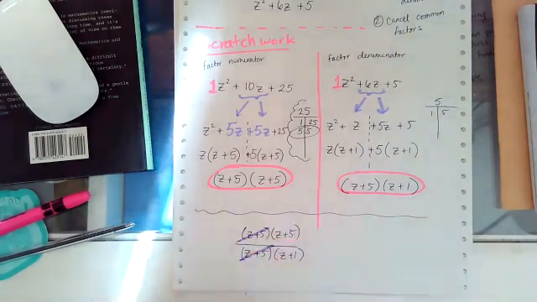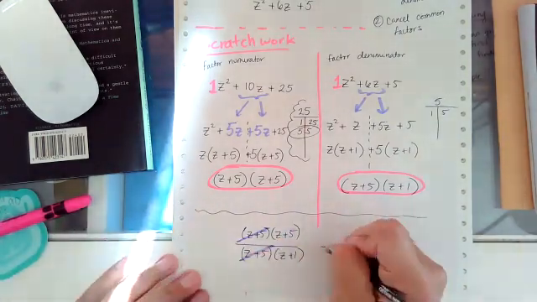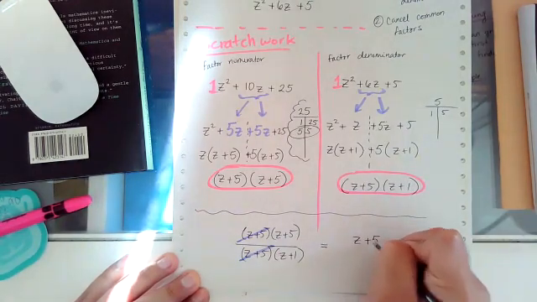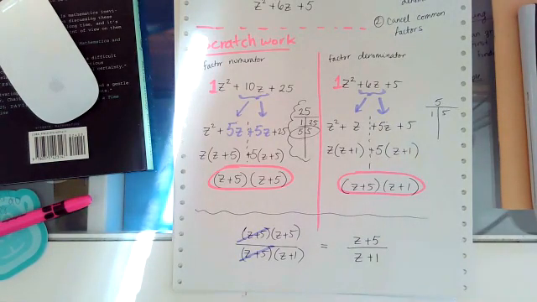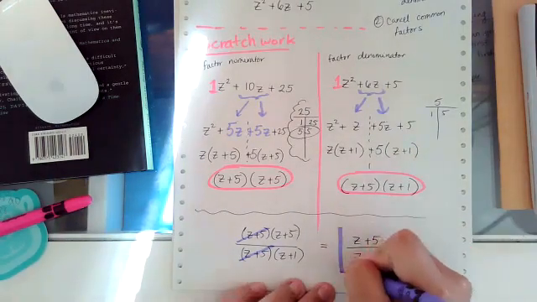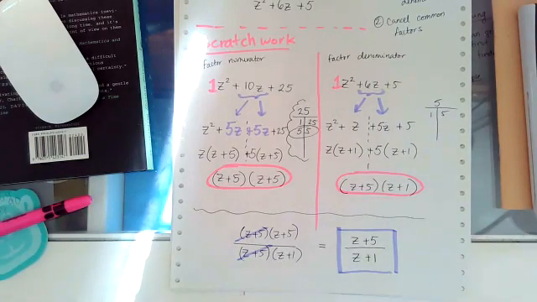This cancels with this. And once you've canceled factors, that's pretty much it. z plus 5 remains on top over z plus 1. And for the love of God, please don't simplify any further, because this is done. This is it. Don't go any further. Okay, does anybody have any questions about that?